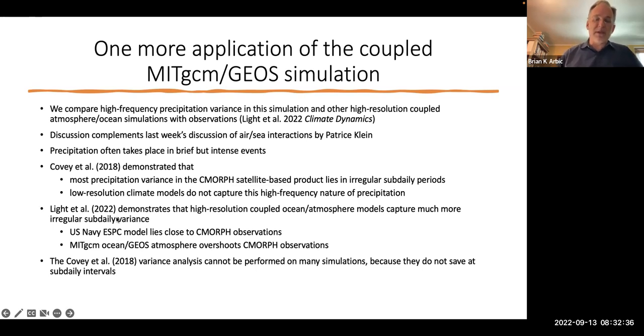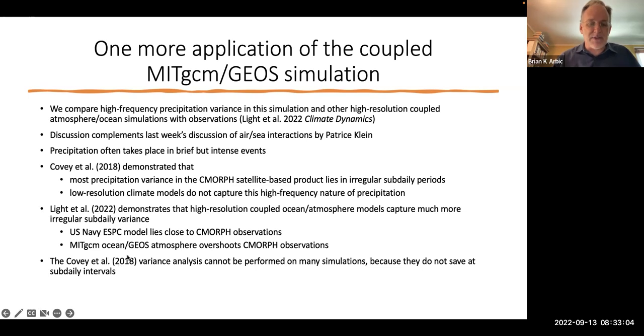In our paper, we demonstrate that high resolution coupled ocean atmosphere models capture much more of this irregular subdaily variance. The US Navy Earth System Prediction Capability model lies close to the CMORPH observations. That's not a fair comparison in a way, because that's a forecast model, and so they're assimilating those observations. But anyway, good news that it lies close to it.